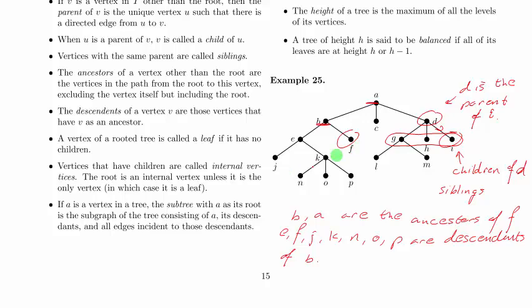So not very interesting. In this case, the internal vertices are going to consist of A, B, E, K, D, and G as our internal vertices.